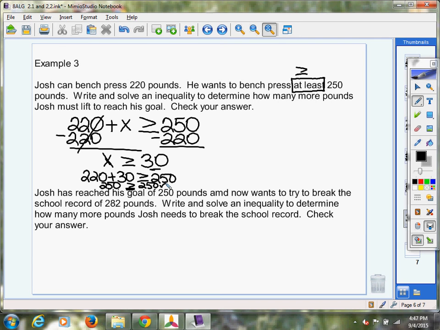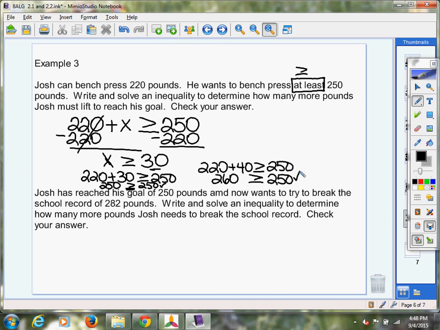Now, another number that we could plug in there would be a number that's bigger than 30. So just randomly select a number. I'm just going to select a number that's 10 pounds more. I'm going to go with 40. Okay? So I'm going to take our inequality, 220 plus 40, and I'm going to see if that's bigger than or equal to 250. So what's 220 plus 40? 260. Is 260 bigger or equal to 250? And the answer is yes.